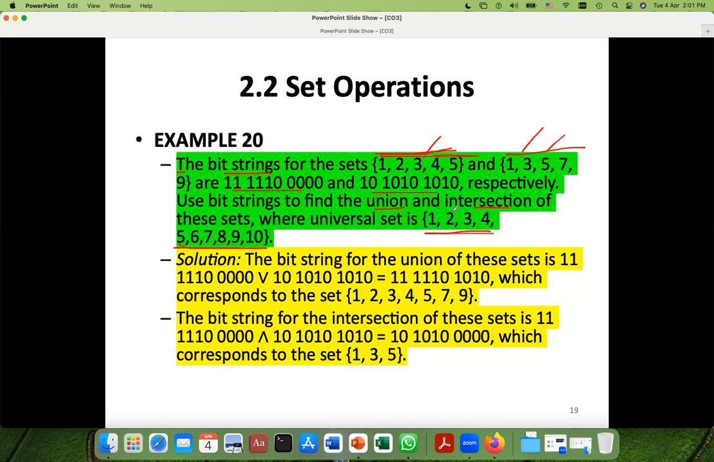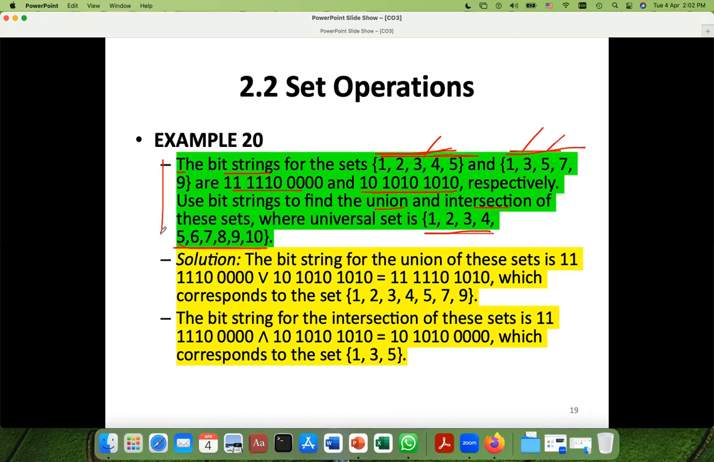And then if this is set B, according to 10 bits, the first, third, fifth, seventh, and ninth. So 1, 3, 5, 7, and 9 are on, are true, you can say. Now you have the understanding of the question.